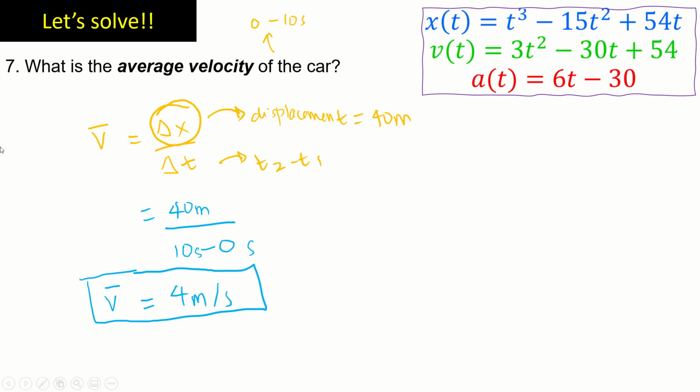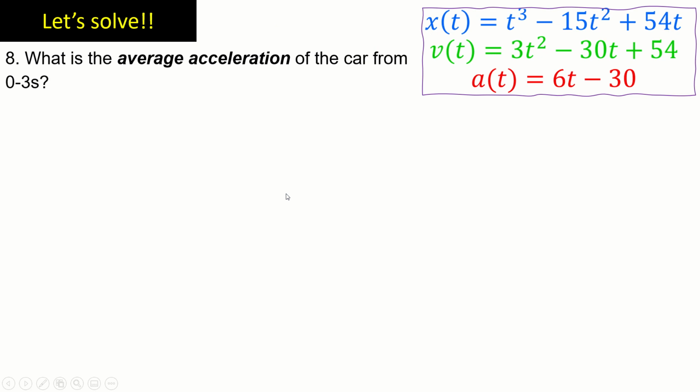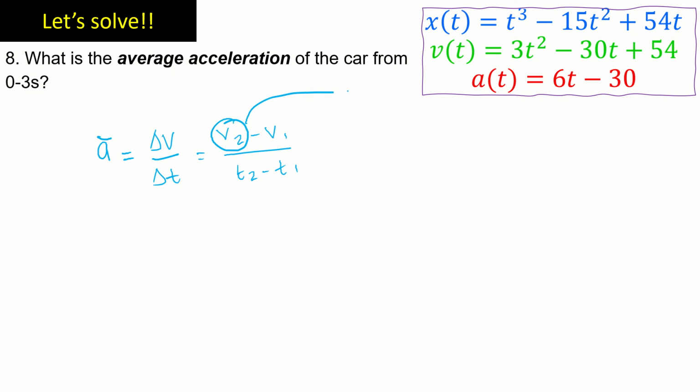Next is for your average acceleration. For your average acceleration, it's still the same as average velocity, a bar. Remember that the acceleration is change in velocity over change in time. So, change in v over change in t pa rin naman siya kasi average yung kinukuha natin. This is just v sub 2 minus v sub 1 over t sub 2 minus t sub 1. Now, when we say velocity, ang gagamitin natin is the velocity function.